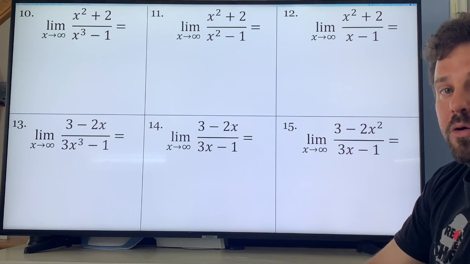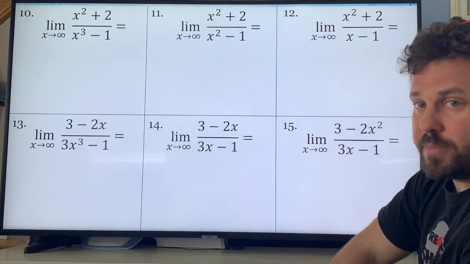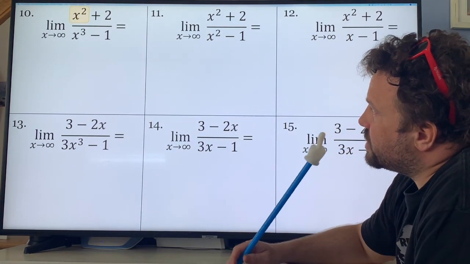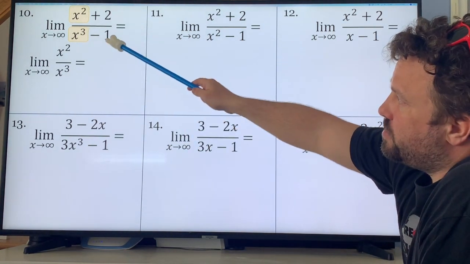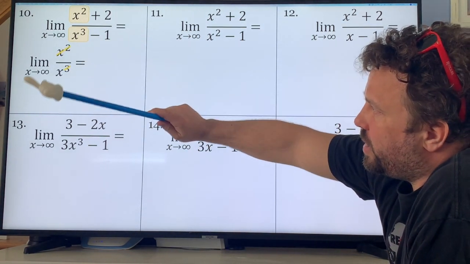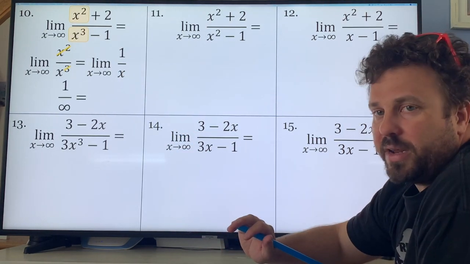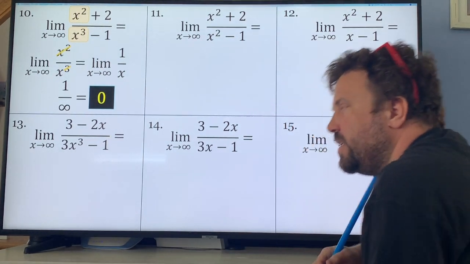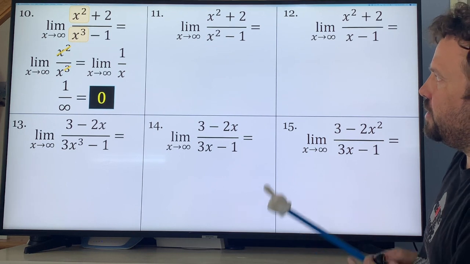All right, let's look at 10 through 15. Why don't you use L'Hopital's rule to solve these problems? Good? All right, let's get going. So, take the highest degree terms, x squared and x cubed. Cancel them. That x squared goes away, you're left with 1x on the bottom. So 1 over x, you have 1 over infinity, which is 0. Remember, any number over infinity or negative infinity is always 0. And it doesn't matter if it's positive or negative either.